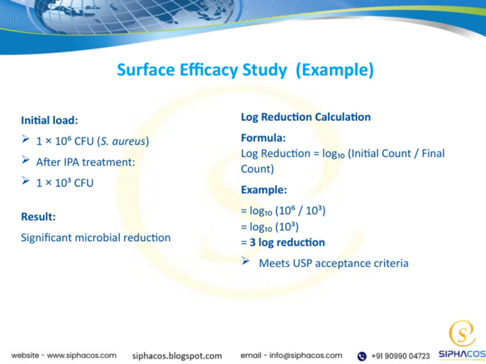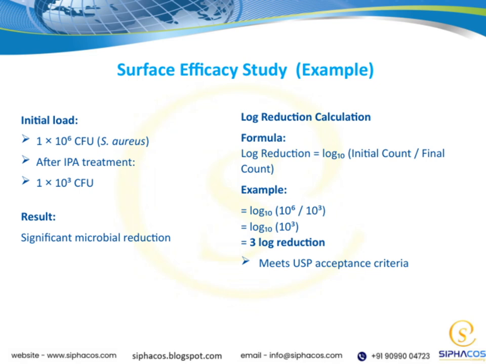So, it becomes log 10 of 10^6 divided by 10^3, which simplifies to log 10 of 10^3. And since log 10 of 10^3 equals 3, we see a 3 log reduction. This is important because achieving this level of reduction typically meets USP acceptance criteria for surface disinfection.